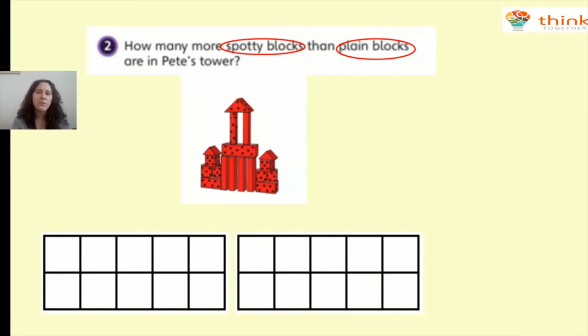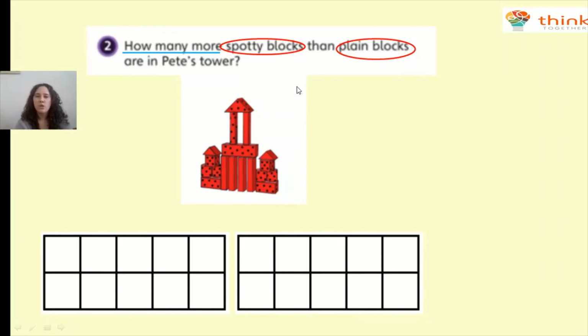Let's read the question again and see if we can spot the important words that are telling us if we're adding or taking away. How many more spotty blocks than plain blocks are in Pete's tower? Did you spot the important words there? What are they? Fantastic. The important words here were how many more.